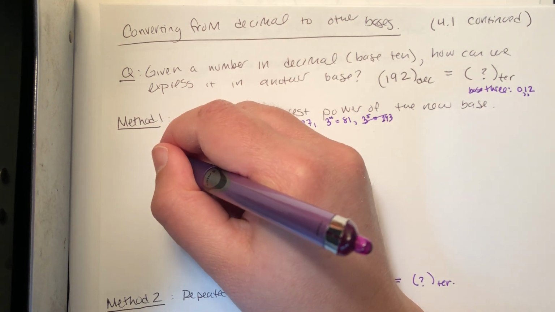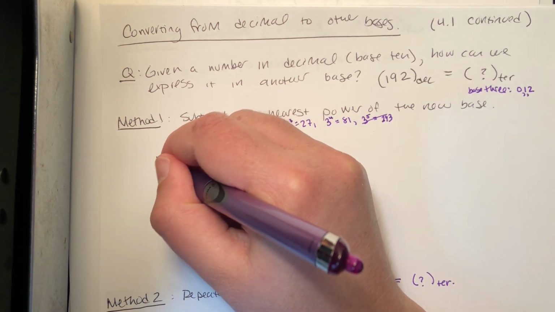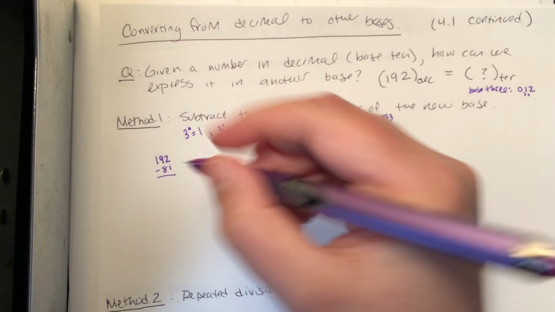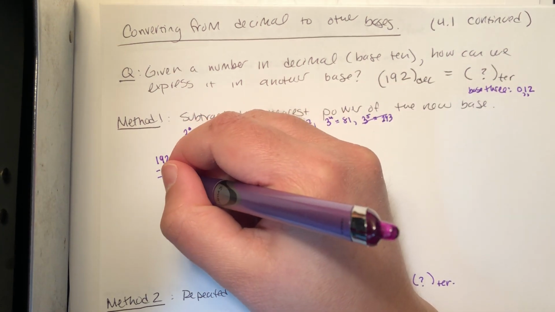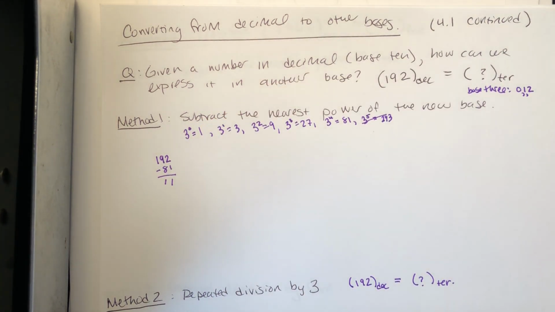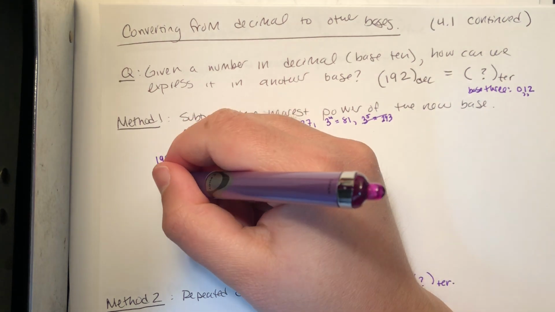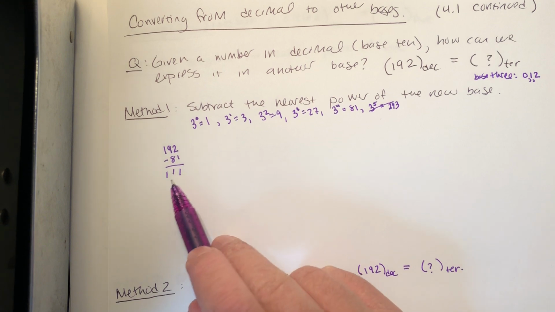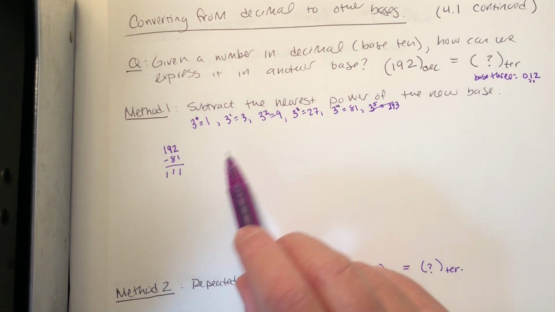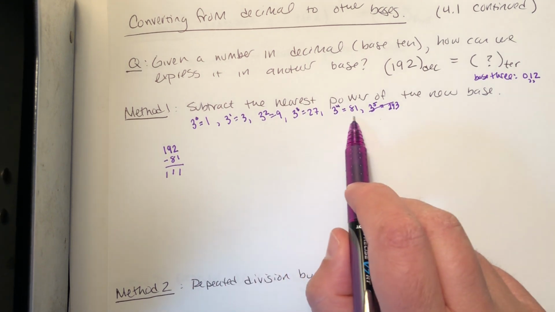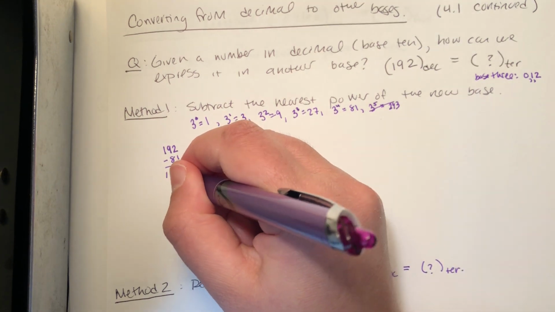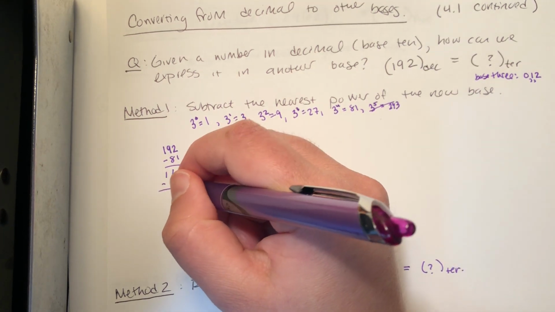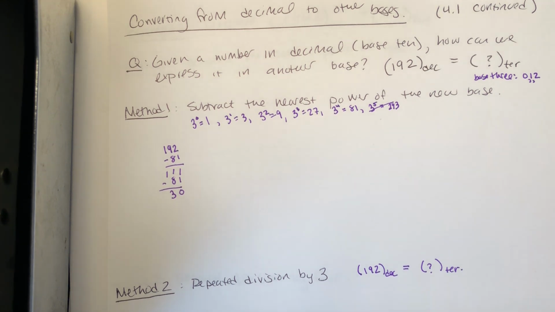So I start here, 192, and I subtract 81. What am I left with? Well, 111. I'm going to repeat this now. I'm going to take my new number, 111, and I'm going to subtract the nearest power of 3. It's still 81, so subtract 81 again. We get 30.